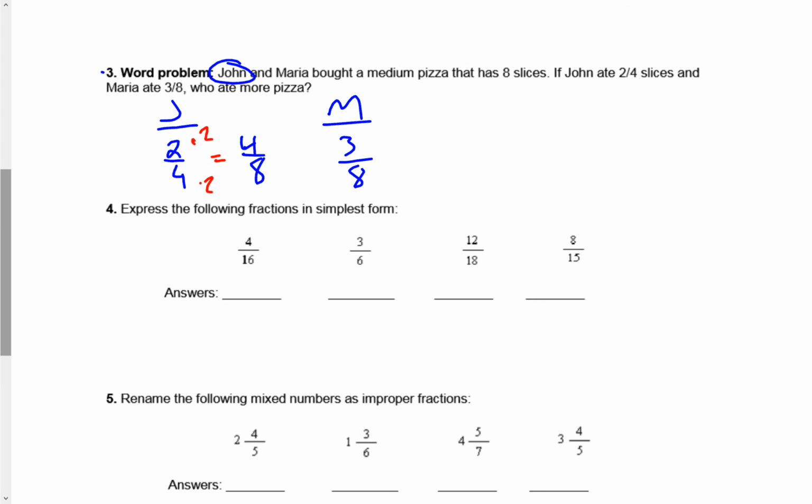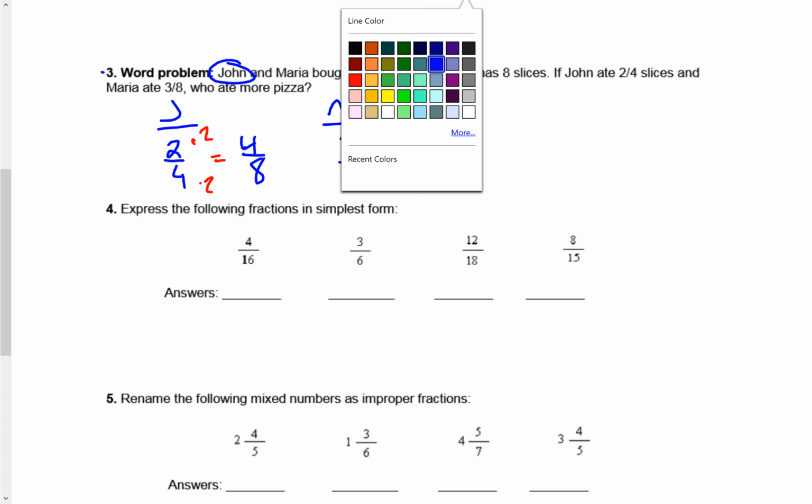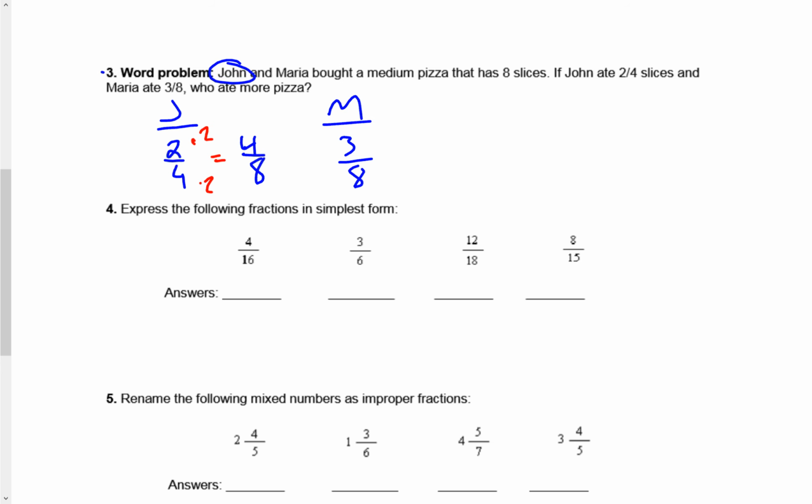Moving on to number 4, express each of the following fractions in simplest form. So we need to reduce them by finding a common factor amongst the numerator and the denominator. So if we look at this, 4/16, you can divide both the 4 and the 16 by 4. If you do that to the top and the bottom, we get 1 on top. 16 divided by 4 is 4 on the bottom, and that is fully reduced.